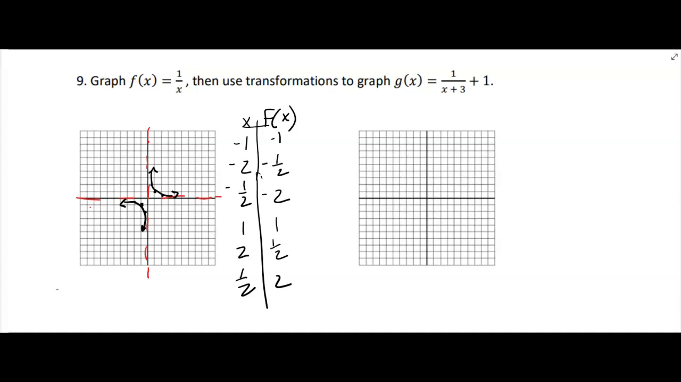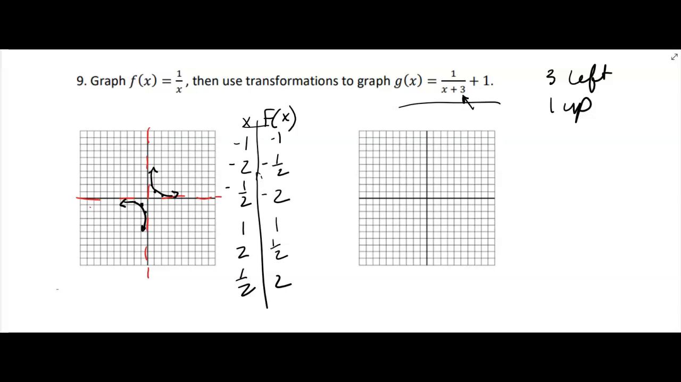Okay, now use transformations to graph this. So you have to think about what does the 3 do? Think about all you know about transformations. It's going to move it 3 to the left. Remember, it's x minus that number, whatever they use. And then it's going to be up 1. So 1 up. So it's probably easiest to start with your asymptotes.